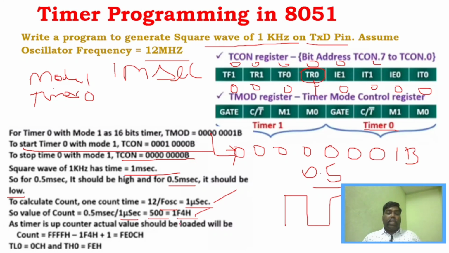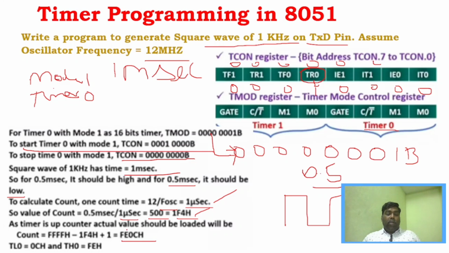Now you understand how to find out the count value, right? So we will be able to find out the count value to load the timer registers, correct? That is lower bits and higher bits, right? So now FFFFH minus 1F4H plus 1 will give you this particular value, right?